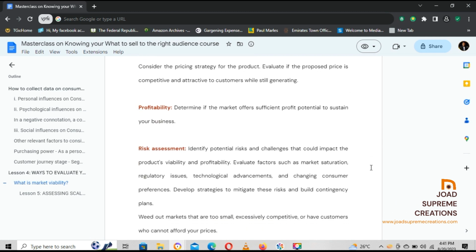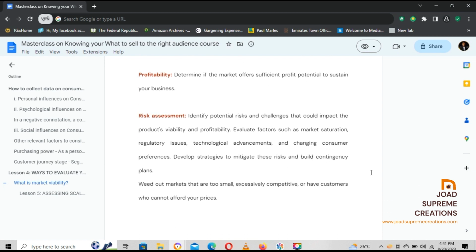Then another one is risk assessment. You need to identify potential risks and challenges that could impact the product's viability and profitability. Evaluate factors such as market saturation, regulatory issues, technological advancement, and changing customer preferences. Develop strategies to mitigate these risks and build contingency plans. Weed out markets that are too small, excessively competitive, or have customers who cannot afford your prices.